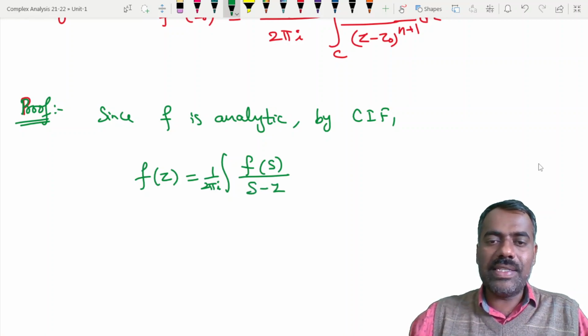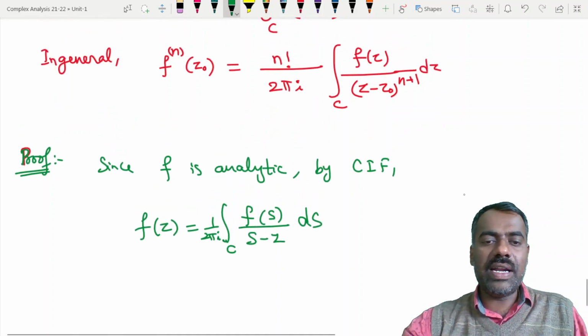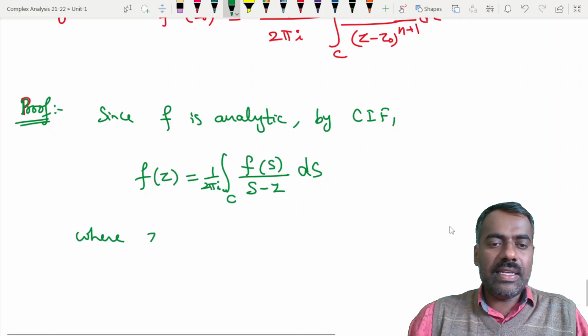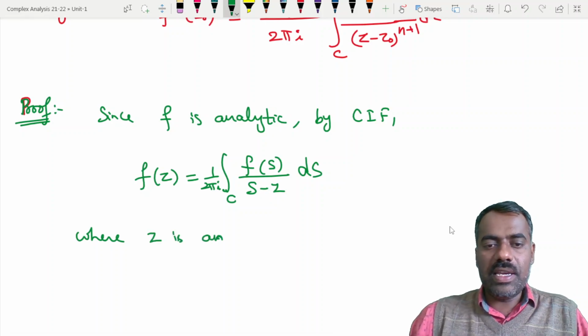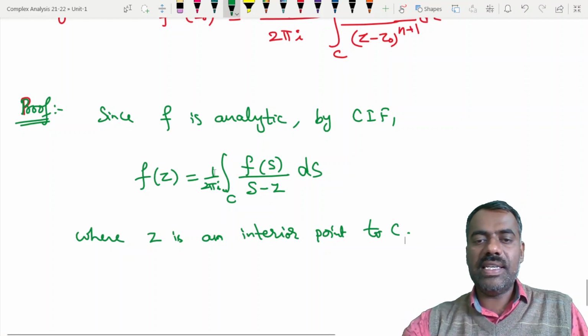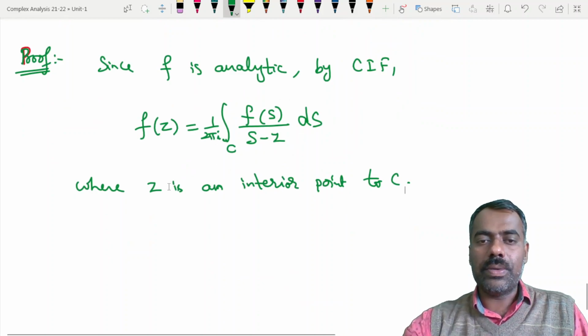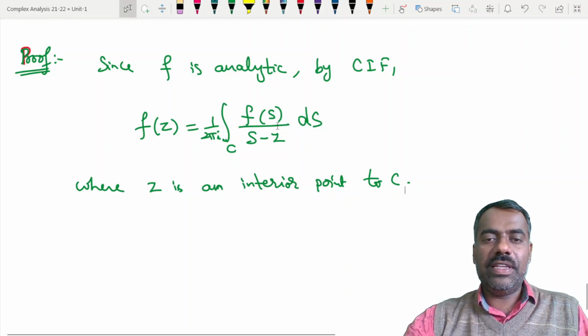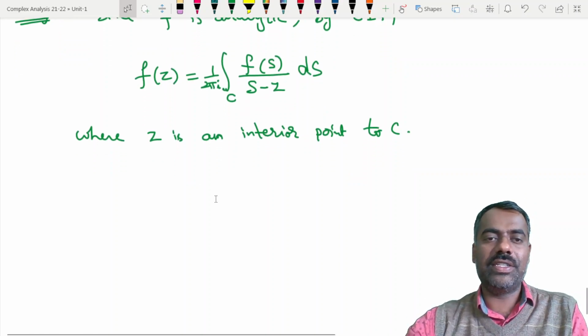So this is the integral of f(s)/(s minus z) dx, integration over this. Remember, we have not done anything new. We are where z is an interior point, the interior point as z. That's all. Then s is any point on the contour. That's simply the formula we had, where we have replaced z naught by z. Instead of using f of z naught, we are using f of z here. That's all.